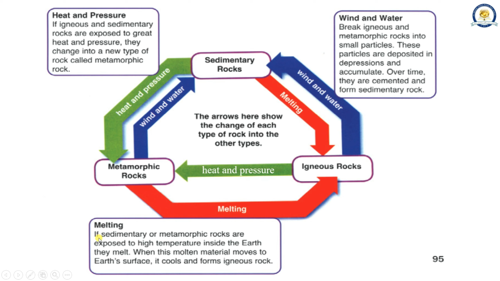Melting. If sedimentary or metamorphic rocks are exposed to high temperature inside the earth, they melt. When this molten material moves to Earth's surface, it cools and forms igneous rock.